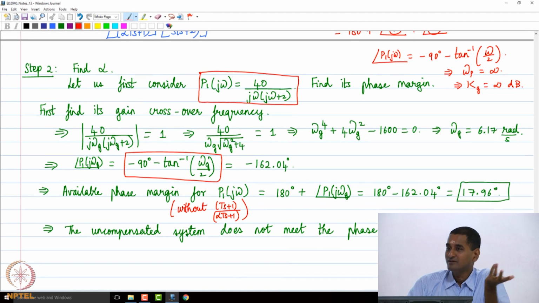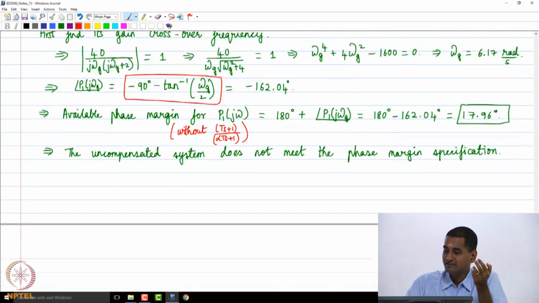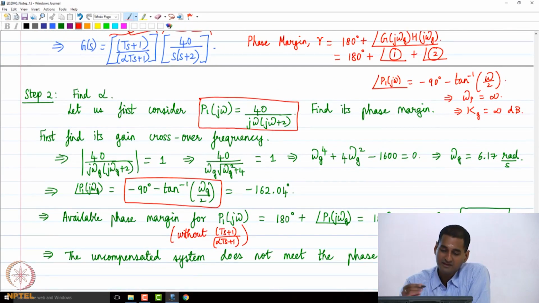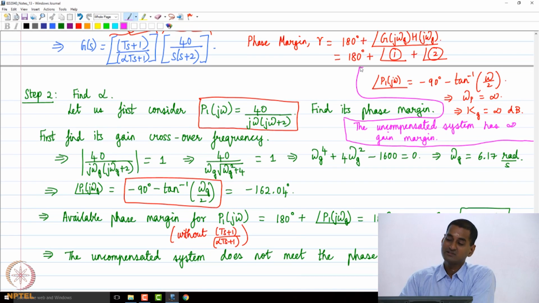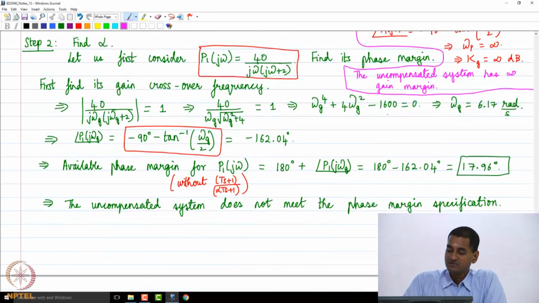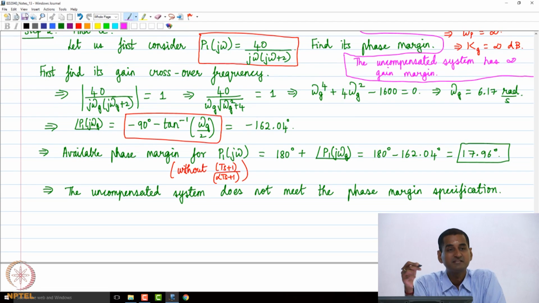So, you see that the uncompensated system does satisfy the gain margin requirement. This is an aside. The uncompensated system has infinite gain margin. But then the phase margin is not sufficient. So, that's why we need to do some design here. So let me put it within a box: we do not meet the phase margin specification.